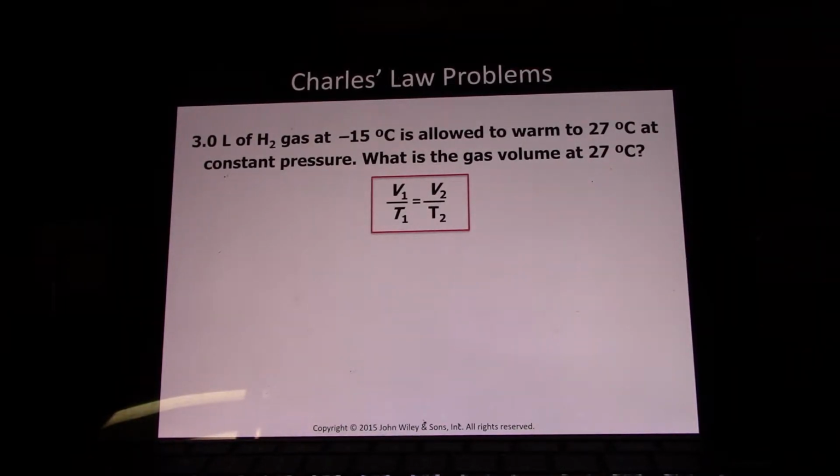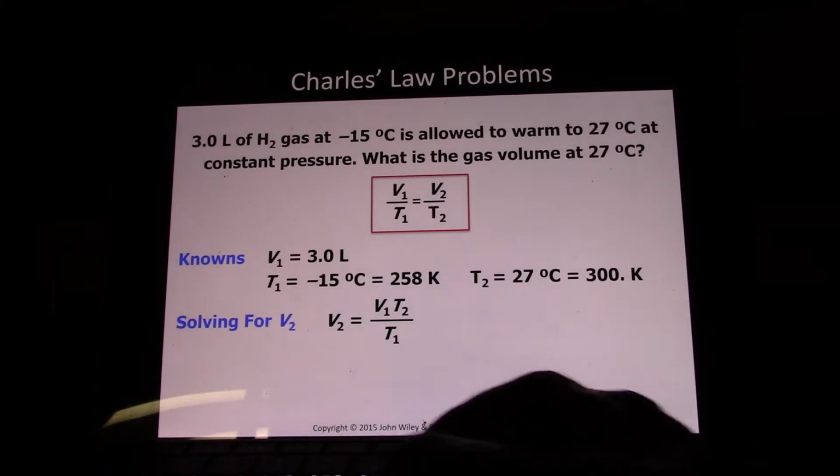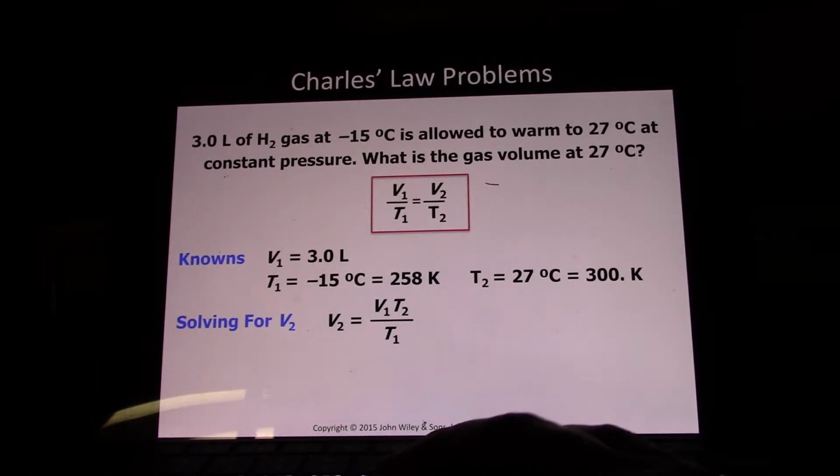So 3 liters of hydrogen gas at negative 15 Celsius is allowed to warm to 27 degrees Celsius at constant pressure. What is the gas volume at 27 degrees Celsius? The important thing here is we need to convert temperatures into Kelvin. Negative 15 Celsius is 258 Kelvin. 27 Celsius is 300 Kelvin. And now we're solving for the final volume.